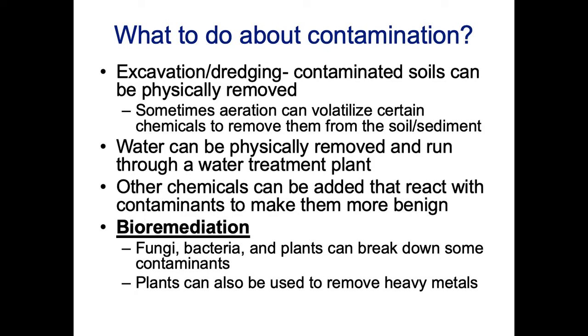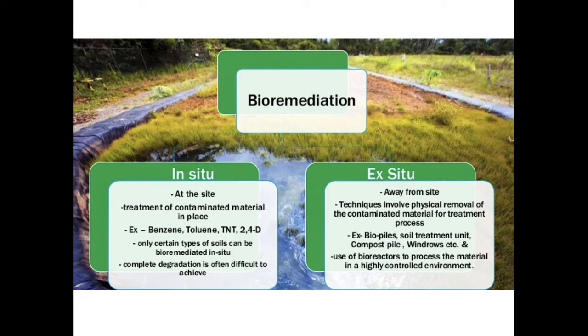environmental conditions. We've also found that plants can be used to remove heavy metals. There are certain plants that are really good at taking up heavy metals, and so you could potentially plant those plants and then harvest them to remove the heavy metals from the site. And that way you don't have to disturb the soil as much.